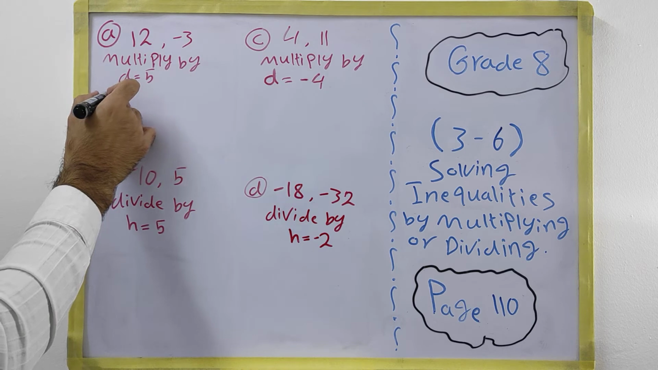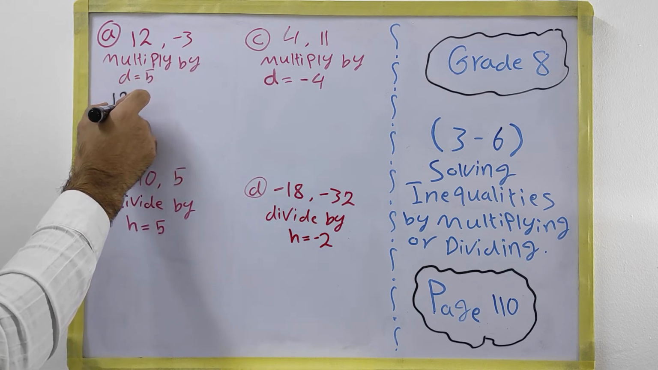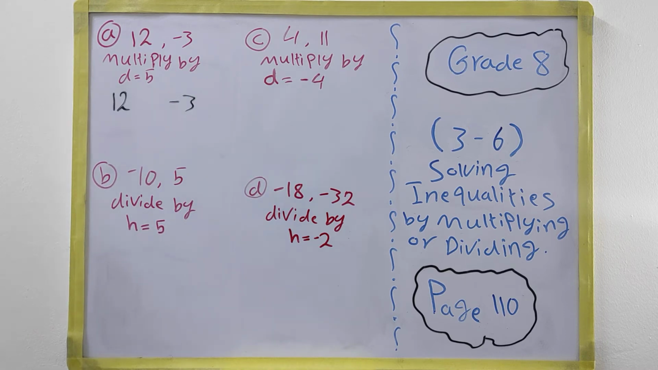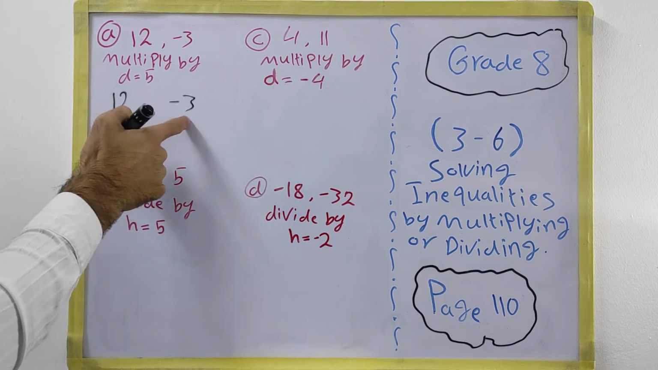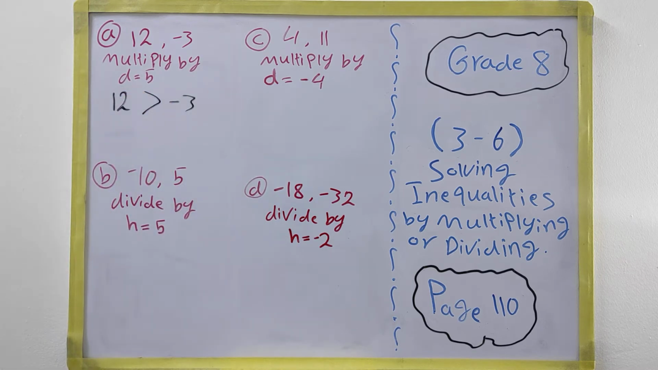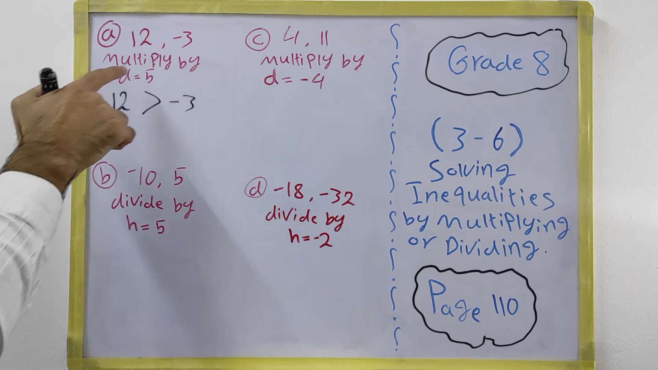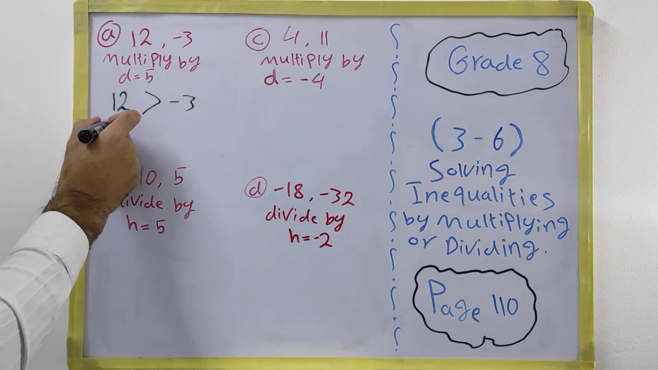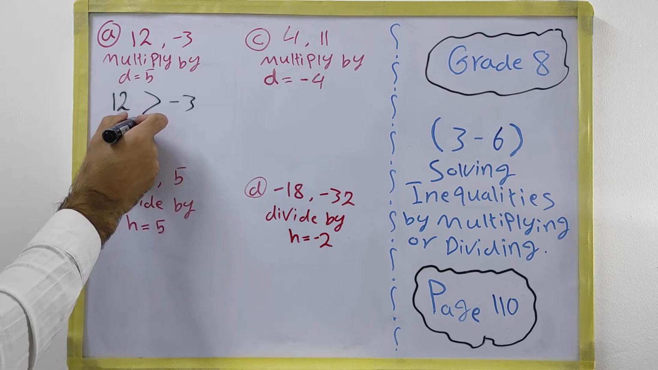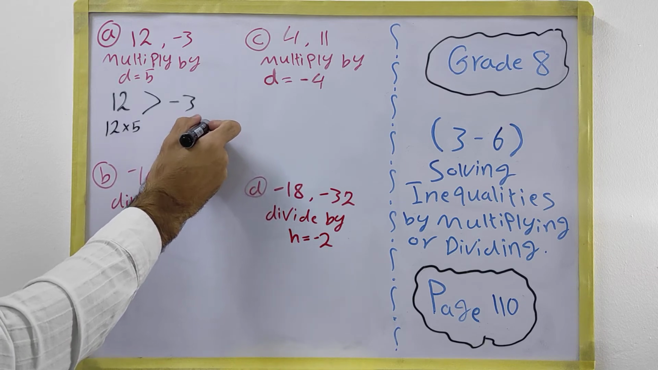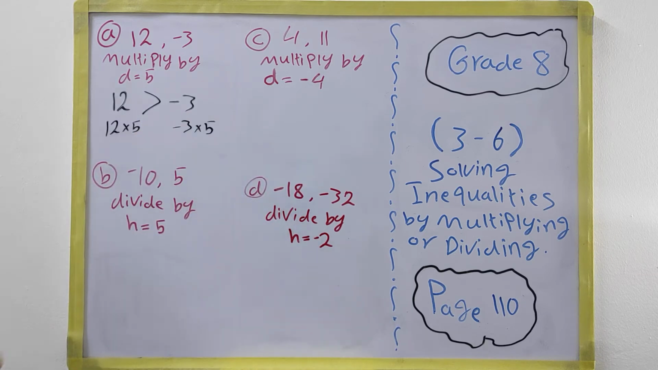At first, here we have 12 and negative 3. At first, these two, which one is greater? Let's see. We can see that 12 is greater than negative 3. What if we multiply both of the sides by this number, which is 5, which is given? 12 multiplied by 5, negative 3 multiplied by 5. We multiply both of them by this number which is given.